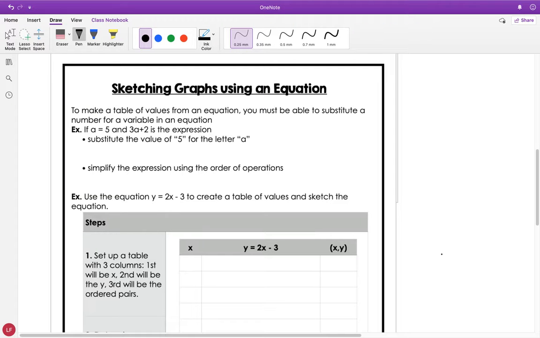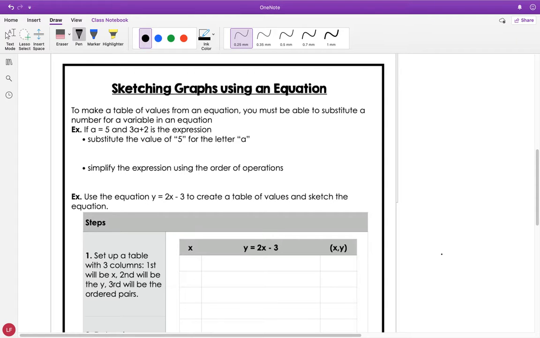So the second thing that we're learning this week, besides sketching from a table of values, is actually how to make a table of values using an equation. And this is done through substitution of numbers for those variables. So again, like we learned in algebra, you can replace that letter with any number.